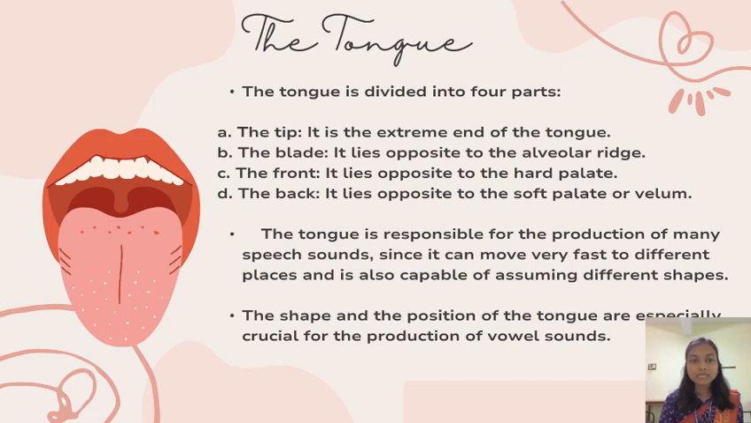Next is the tongue. The tongue is divided into four parts. That is the tip of the tongue, which is the extreme end of the tongue. Next is the blade of the tongue. It lies opposite to the alveolar ridge. The next is the front of the tongue. It lies opposite to the hard palate. The next is the back of the tongue. It lies opposite to the soft palate or velum.